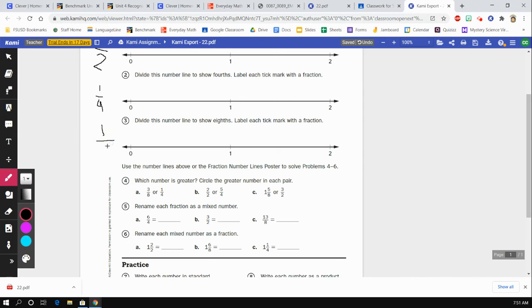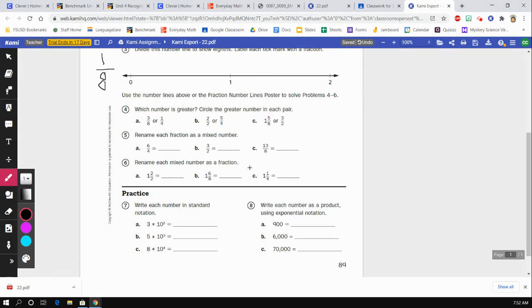And then this one, divide this number line to show eighths. Again, that's 1/8. That's an eighth. So how many pieces should this first section be split into? Look at the denominator, right? And you're going to label each tick mark with a fraction. So 1/8, 2/8, 3/8, 4/8, and on and on. And you'll count up all of your fractions, how many pieces you have. Then for the second part, use the number lines above or the fraction number lines poster, well, we don't have that, to solve problems 4 through 6.